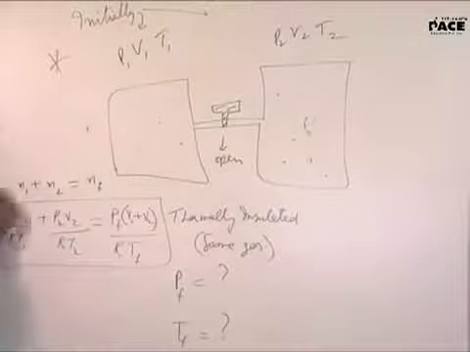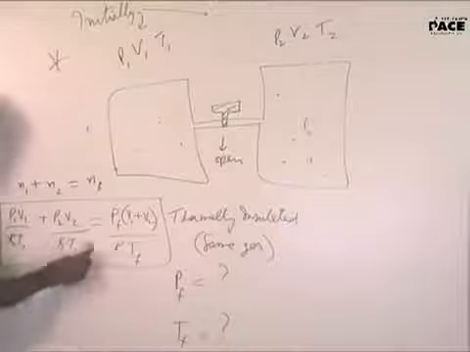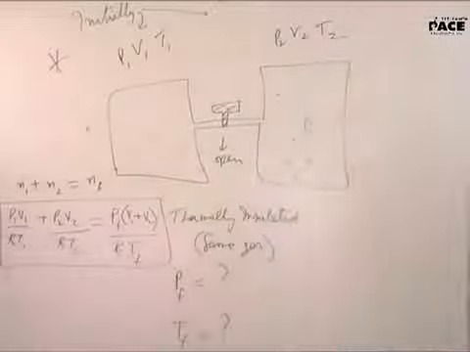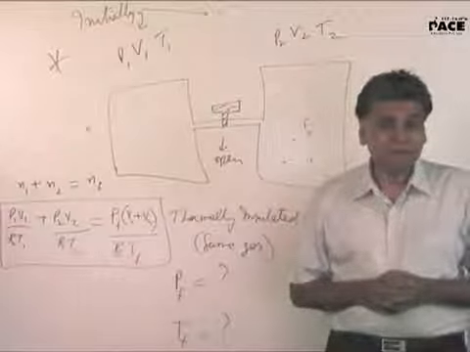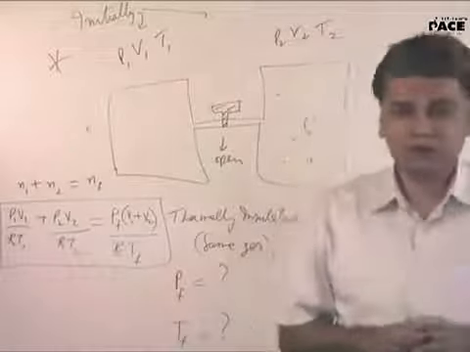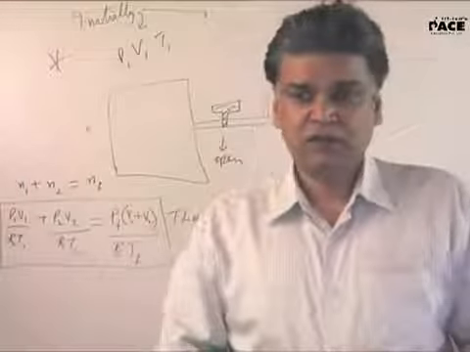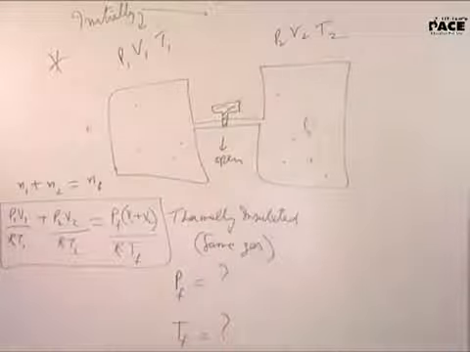So you'll have to generate another equation. In this equation, the R gets cancelled throughout. What is the other equation we can use? What will remain the same? Energy. What do you mean, what energy? Internal energy. Yes. Internal energy will remain constant and conserved.